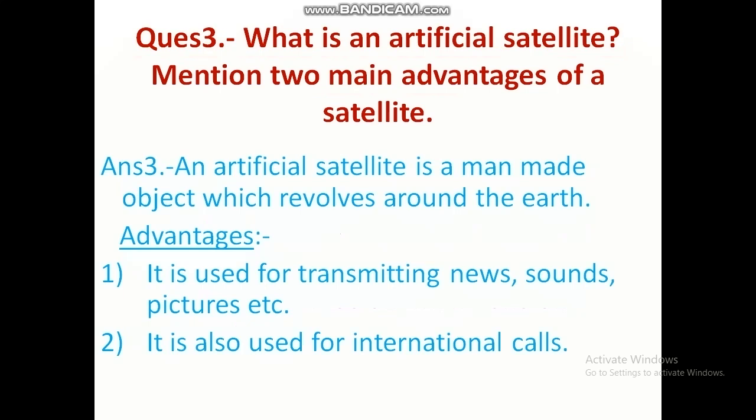Next question is question number 3, what is an artificial satellite? And mention 2 main advantages of a satellite. The answer is, an artificial satellite is a man-made object which revolves around the earth. Advantages are, first, it is used for transmitting news, sounds, pictures, etc. Next, it is also used for international calls.